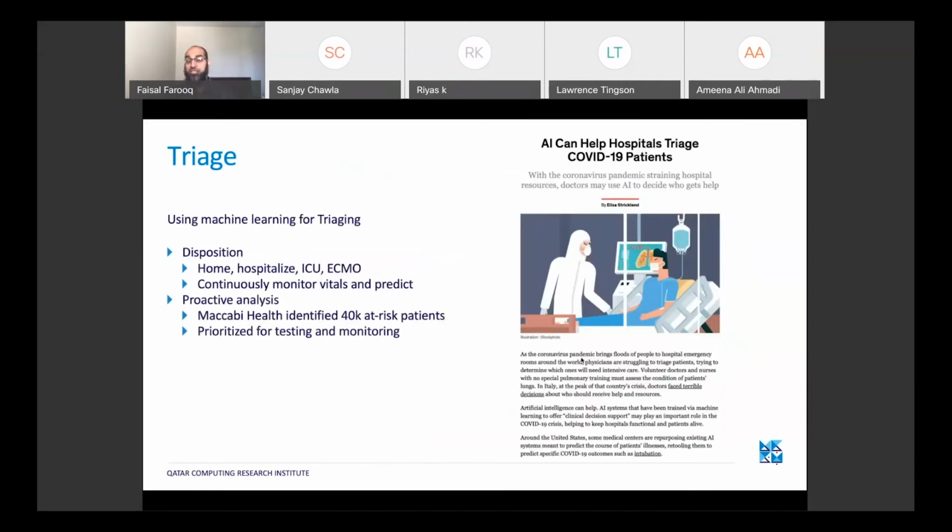Now in triage, this is an extremely important area where AI can be used, and in many places it's not used, and there's a lot of potential. So, for example, we don't use any of this in Qatar or in many other places.